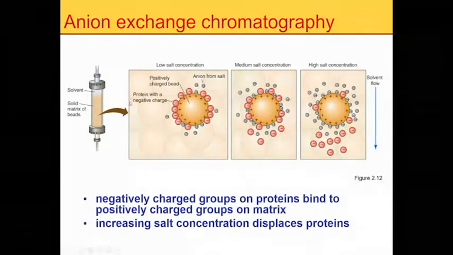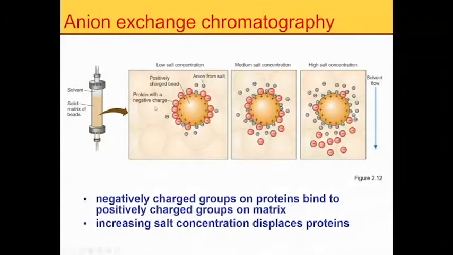So you have a low concentration, and then those negatively charged proteins will bind. They will displace those original negative charges on the resin, and then bind here. And later on, you increase the salt concentration, then you can elute those negatively charged proteins. So this is an anion exchanger.